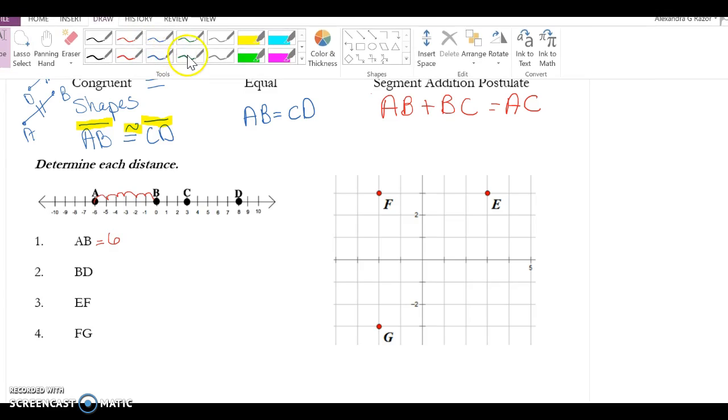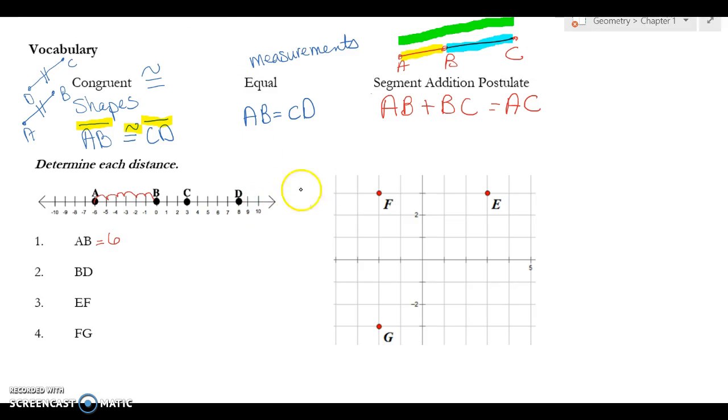All right, let's change colors to the next one. So from B to D, 1, 2, 3, 4, 5, 6, 7, 8. So the distance from B to D is 8. Now on the coordinate plane, you do the same thing when they're horizontal and vertical. When they're diagonal, we'll learn about that later this chapter, but for right now, horizontal and vertical, we can just count. Now it says EF. I can start at E or I can start at F.